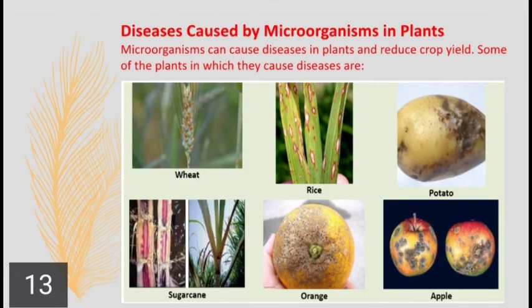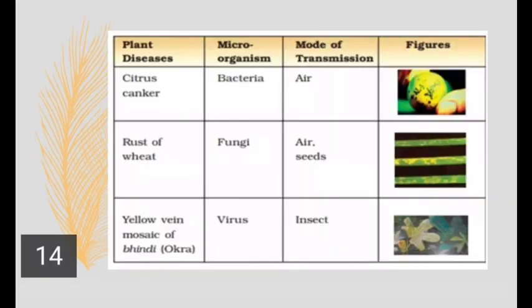Microorganisms can cause diseases in plants and reduce crop yield. Some of the plants in which they cause diseases are wheat, rice, potato, sugarcane, orange, and apple. These are some plant diseases caused by microorganisms.